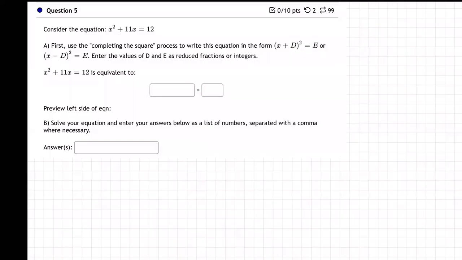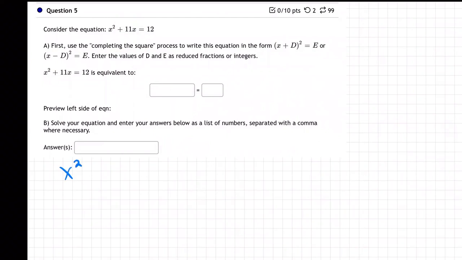Okay, so on this one, they're wanting us to basically use the completing the square method. And this one's going to be a little harder because this number in the middle is an odd number. So that makes it more challenging. Let me show you. In fact, I think I'll just bring it down here.